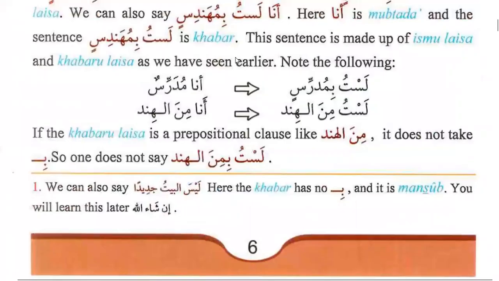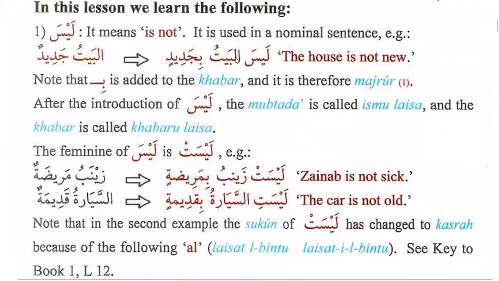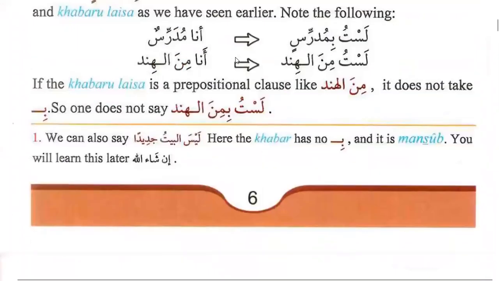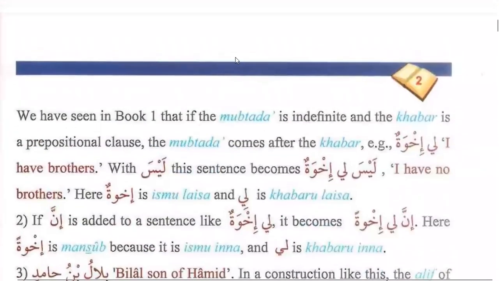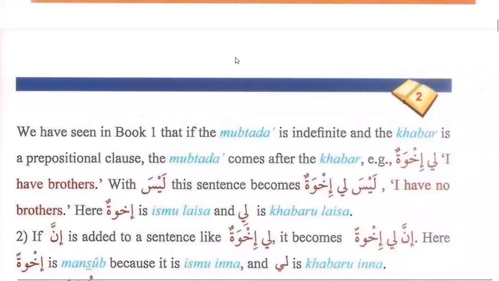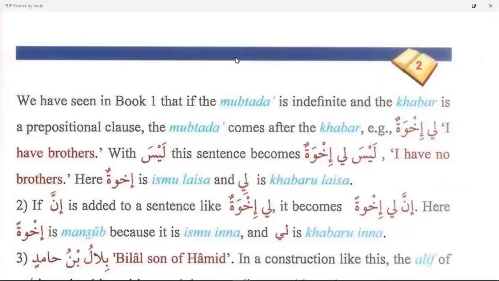Do you understand any question, anybody? If anyone has any questions, she can ask me. Before you have learned this, that Jumlatul Ismiya has two parts. What are those two parts? Anyone? Mubtada and khabar. Mubtada, and you have already learned that Mubtada always comes first, then comes the khabar.